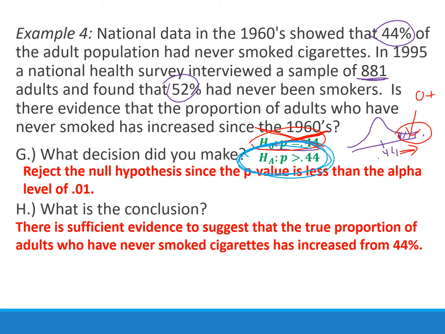Okay, so we always make a decision about the null hypothesis. Either we have enough evidence to reject it, and we do that when our p-value is small, because what we saw was really unlikely to happen based on the assumption that that's true. So we reject or fail to reject the null hypothesis, and then our conclusion is always based on the alternative. If we reject the null hypothesis, then we have sufficient evidence to suggest that the true proportion of adults who have never smoked has increased from 44%.